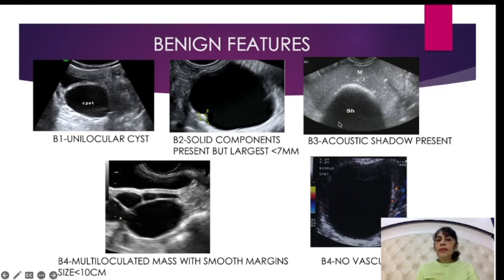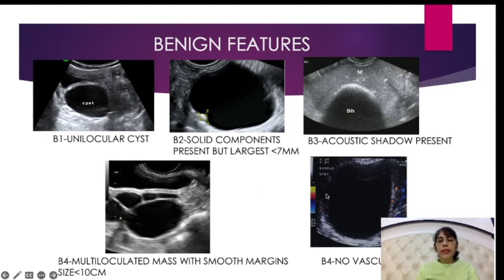Then the third point, they said, is the presence of an acoustic shadow. Very often we say that if an acoustic shadow is present, then it is more likely a benign mass. And especially, what do we think of when there is an acoustic shadow? We know there is a calcification, so we think on the lines of dermoid. Then the fourth one, they said, is a multiloculated mass. So this is the fourth benign feature, a multiloculated mass, but it is usually smooth outlined. It is not irregular, and the mass is not very big. It is less than 10 centimeter in size.